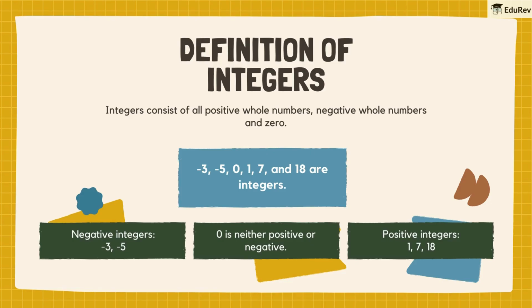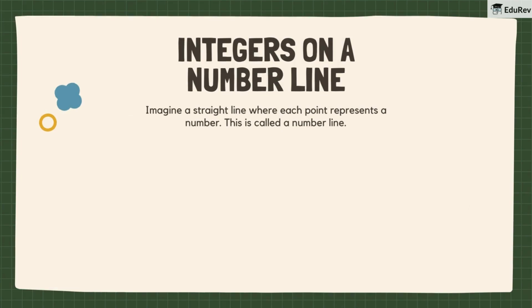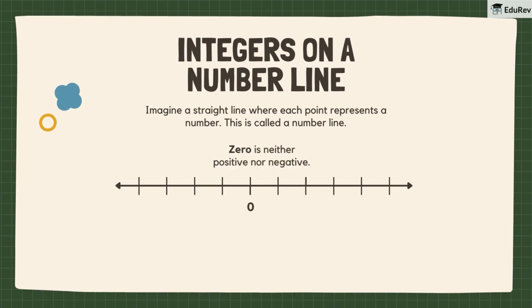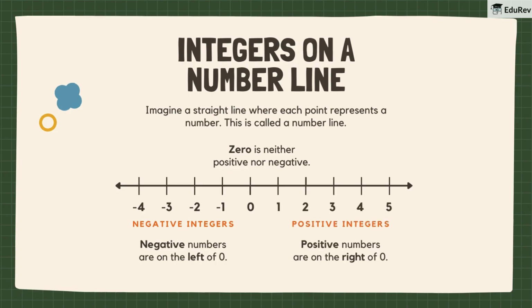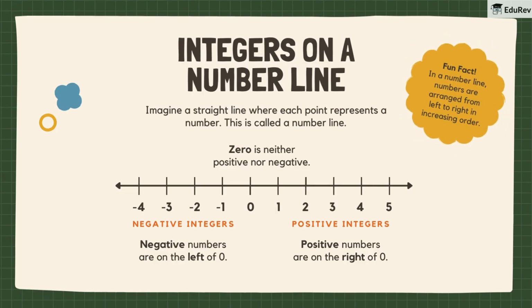Pretty straightforward, right? Imagine a straight line where each point represents a number. This is called a number line. 0 sits in the middle, not picking sides. To the left, we have negative integers getting smaller and smaller, like -1, -2, -3, and so on. To the right, we have positive integers getting bigger, like 1, 2, 3, and so on. Fun fact: in a number line, numbers are arranged from left to right in increasing order.